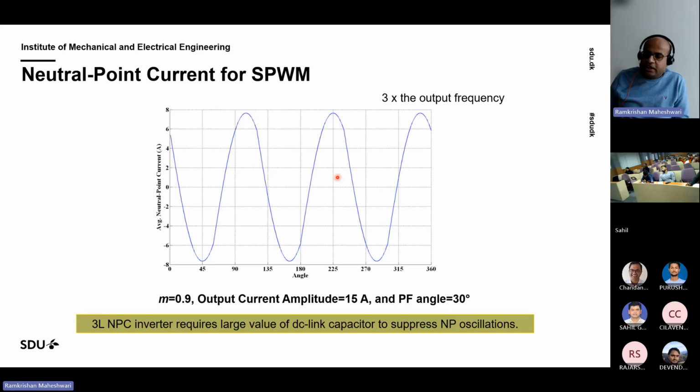If we have an output side frequency of 10 hertz, then this will be 30 hertz. If we have 20 hertz, it will be 60 hertz and so on. So the ripple is dependent upon the frequency and the amplitude. So it is very difficult to design a DC link capacitor in such a system.